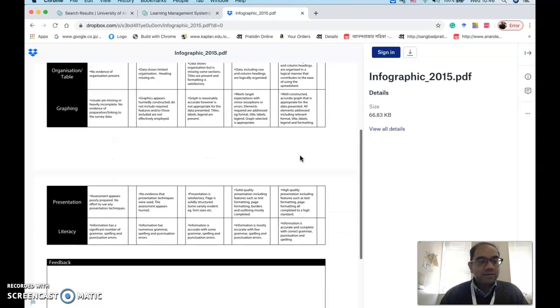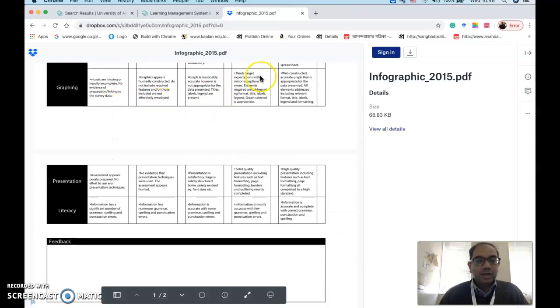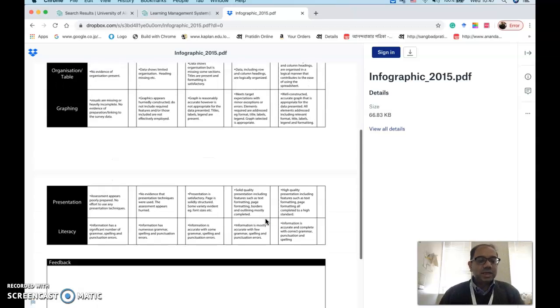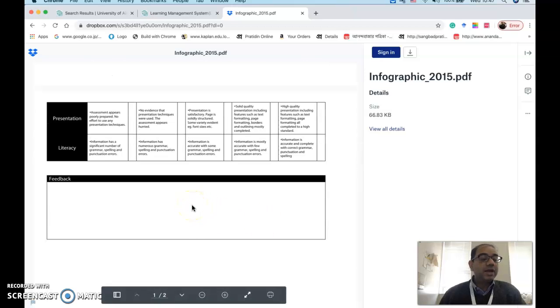This is the graphing, the visual aspect of it, the presentation. High quality presentation including features such as text formatting and page formatting, all completed to a high standard. So how does it look overall? And this is the same in literacy: information is mostly accurate with few grammar, spelling, and punctuation errors. So look at this. This is a simple table, and then you have to provide feedback as part of your peer review assignment. So keep a watch on this.